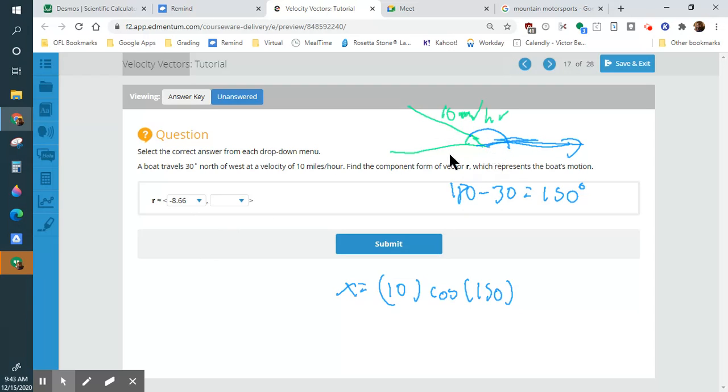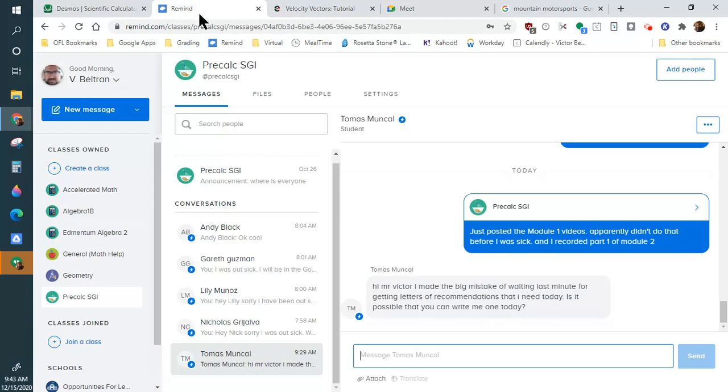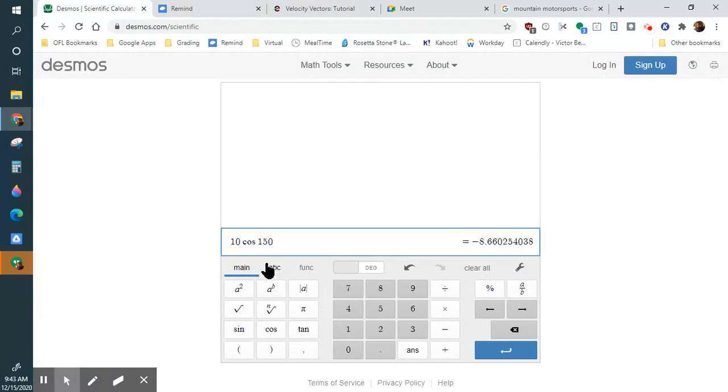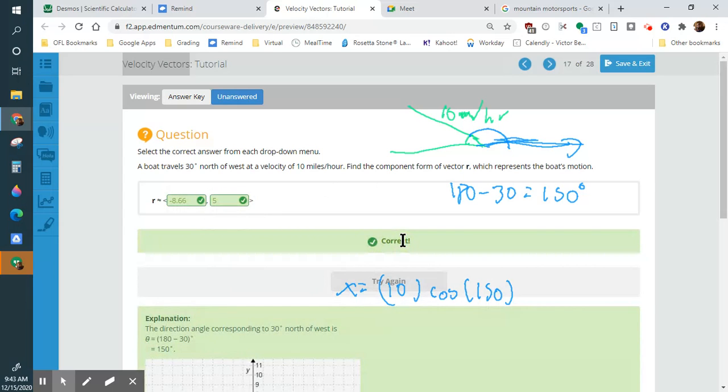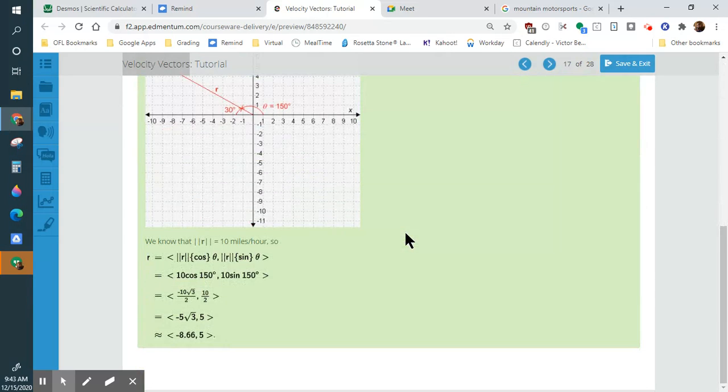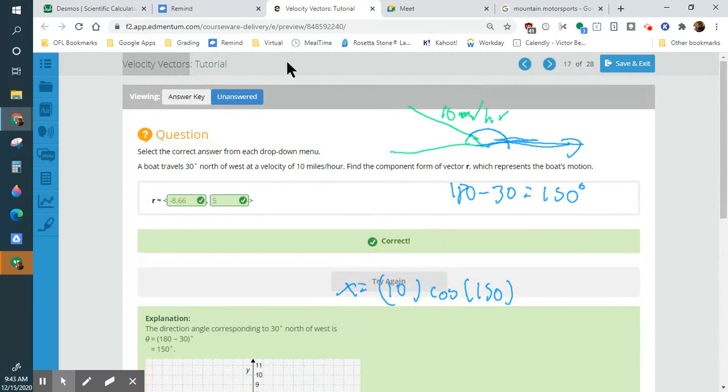It's going west. And now we want to do it for sine. It's still the same, but now we need a y value, so we do it for sine. And we get a positive 5, which again makes sense because we're going north, which is a positive direction. So that's how you would find these in real life.